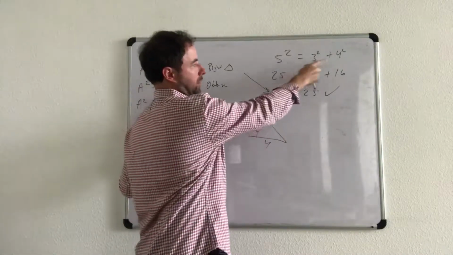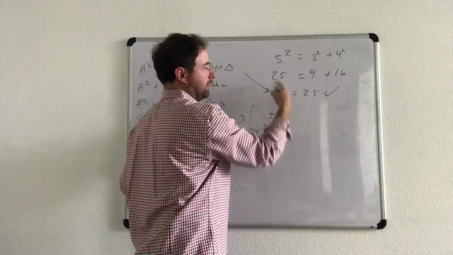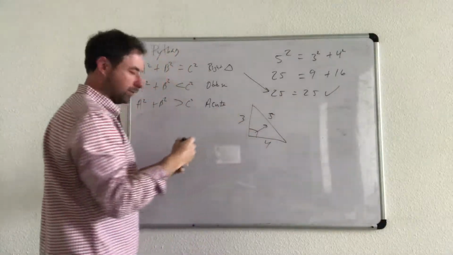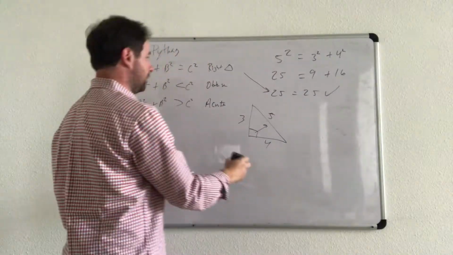So we have 5 squared equals 3 squared plus 4 squared. 25 equals 9 plus 16. That's what they are squared. Then 25 equals 25. You can see how this checks out. That's one that you guys know. That is not a problem.